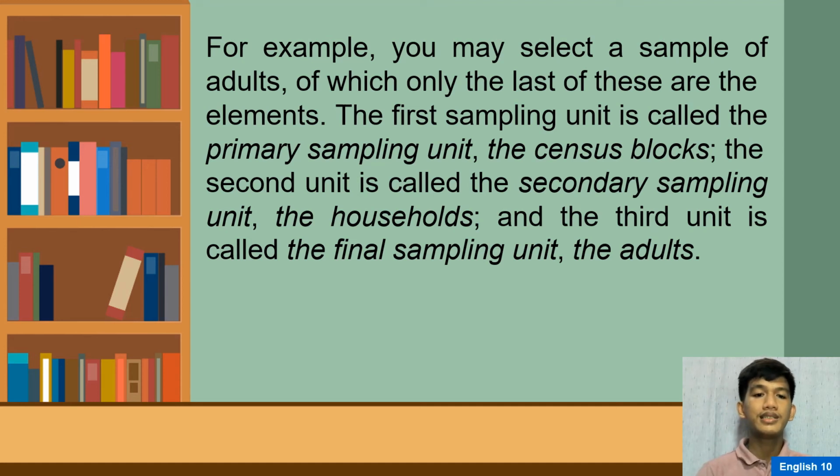The first sampling unit is called the primary sampling unit, the census box. Let's just say, for example, a certain barangay. The second unit is called the secondary sampling unit, the households, the houses in which different families are residing. And the third unit is called the final sampling unit, which are now the adults. They are the ones to be interviewed for the census or the survey.